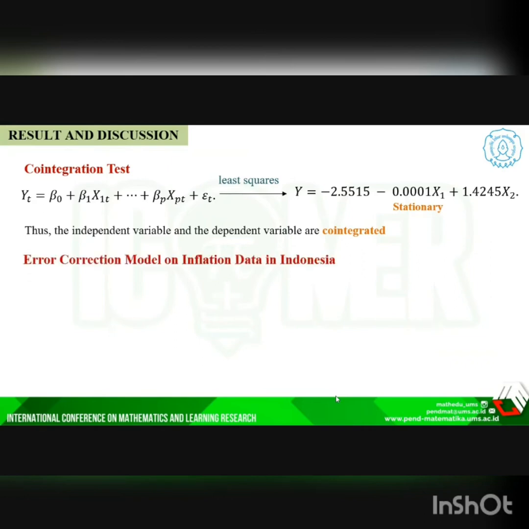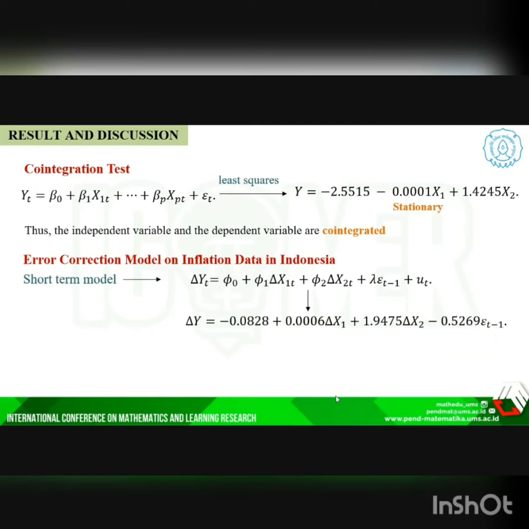Next, error correction model on inflation data in Indonesia. From the degree of integration test, each variable is stationary at the first difference, so that the short-term adjustment model can be written as shown on the slide. We estimate the parameter using least square, and we got this equation. So the error correction model for inflation data in Indonesia is as shown on the slide.